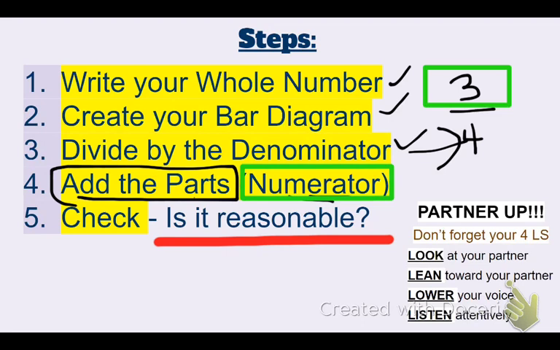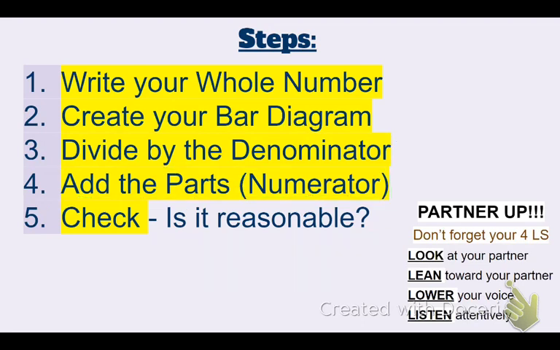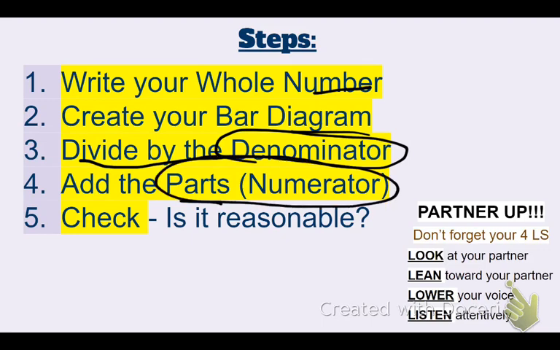So again, write that whole number. Start with that. After you write the number, create a diagram. Divide by the denominator. Add up those numerator parts and see if it's reasonable. And after you write these in your notebook, then we'll go ahead and see what it looks like with the actual math. All right, Bobcats, let's dive in.